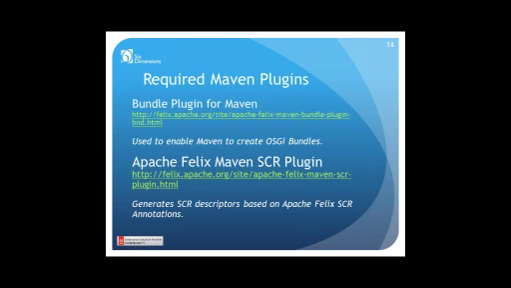Now, just real quick, some plugins that are going to be needed. The bundle plugin for Maven and the Maven SCR plugin are both produced by Apache Felix. The bundle plugin creates OSGI bundles from your Java projects, and the Maven SCR plugin, which runs before that, generates SCR XML files, which basically tell OSGI how to load services based on annotations that you put in your code. So both of these are essential, and honestly just put them in there and they do their thing.